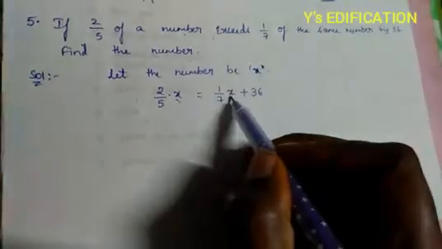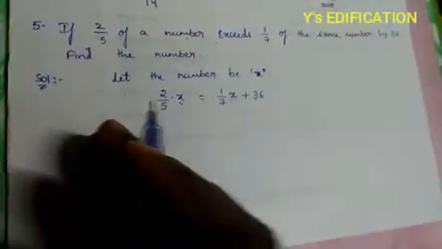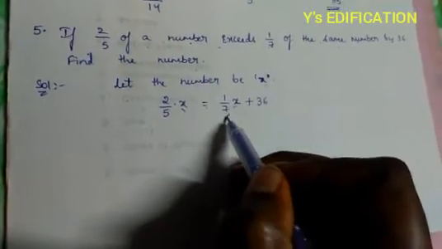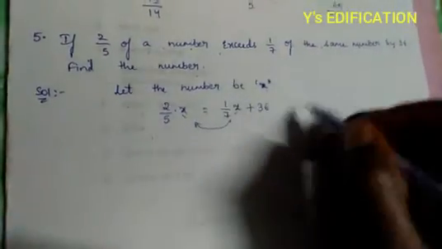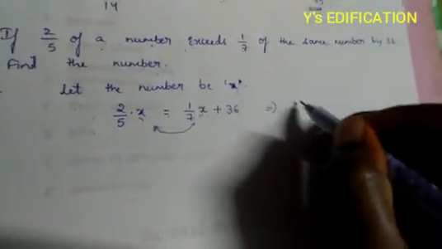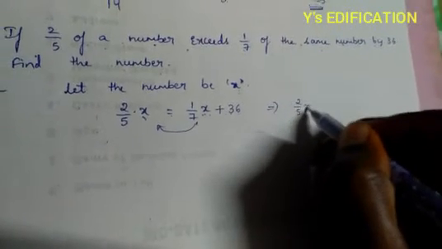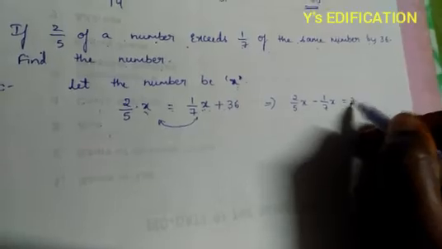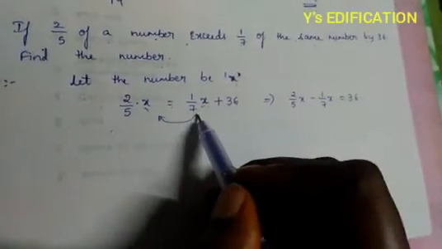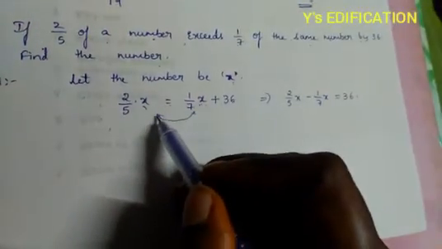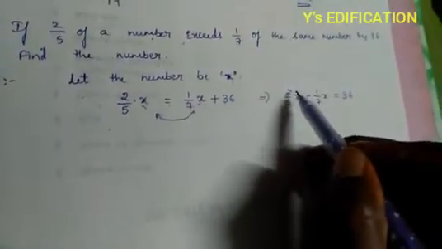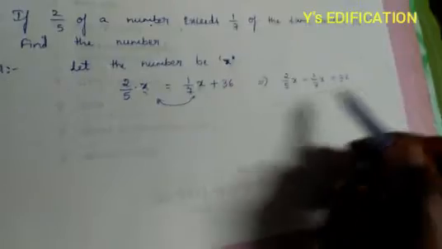Now x and x, these two are variables. Now I am going to write all the variables on one side and numbers on the other side. So I am going to shift this number to LHS. So 2 by 5x minus 1 by 7x is equal to 36. This is plus 1 by 7x. When I transpose this to LHS, this plus changes to minus.